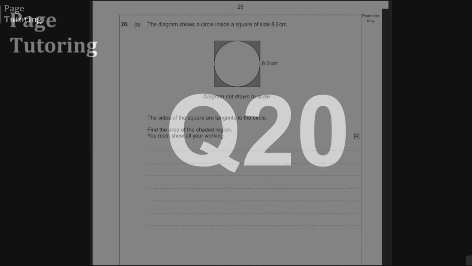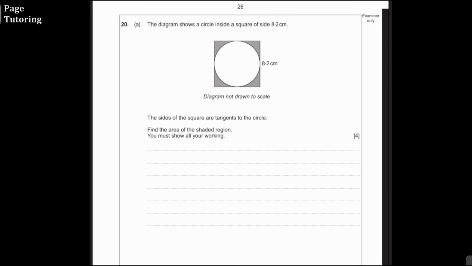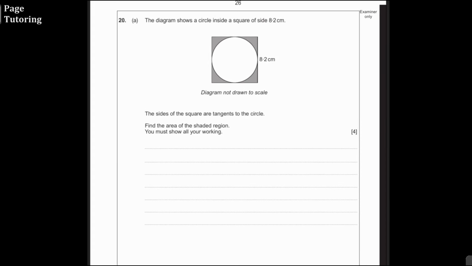Question 20. We've got a diagram, a circle inside a square, and it says underneath the diagram that it is not drawn to scale, so we're not going to use any of our tools like rulers. So it says, part A, the diagram shows a circle inside a square of side 8.2 centimeters, and that's labeled on our diagram there. The sides of the square are tangent to the circle. So it says find the area of the shaded region, and you must show all your working out.